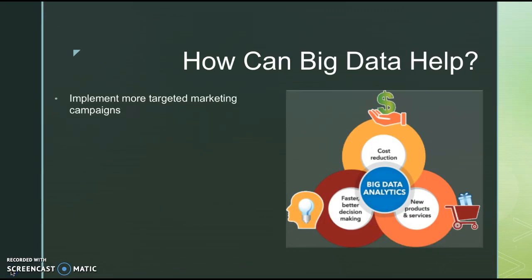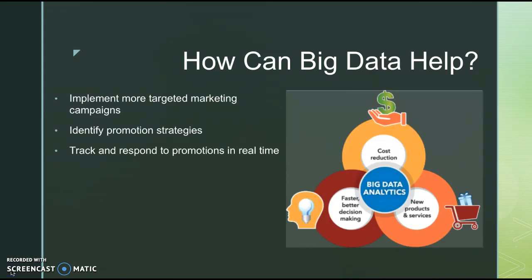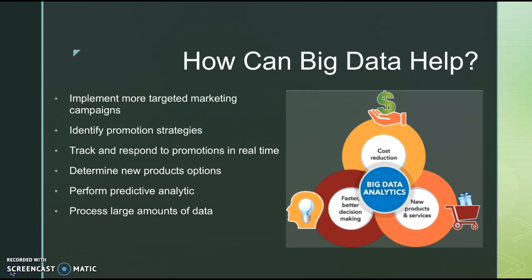Two years ago, likes and followers were the metrics that drove social media marketing campaigns. And those metrics, we've deemed, are pretty shallow. So our focus has switched to generating content and increasing the amount of engagement between businesses and their audiences. Big data can really help us implement more targeted marketing strategies, identifying promotions, tracking and responding to those promotions in real time, new product options, performing predictive analytics, and social media mining really processes a large amount of data.